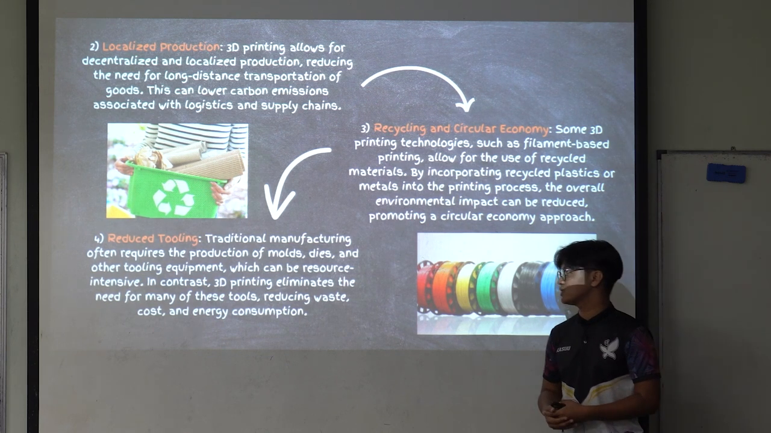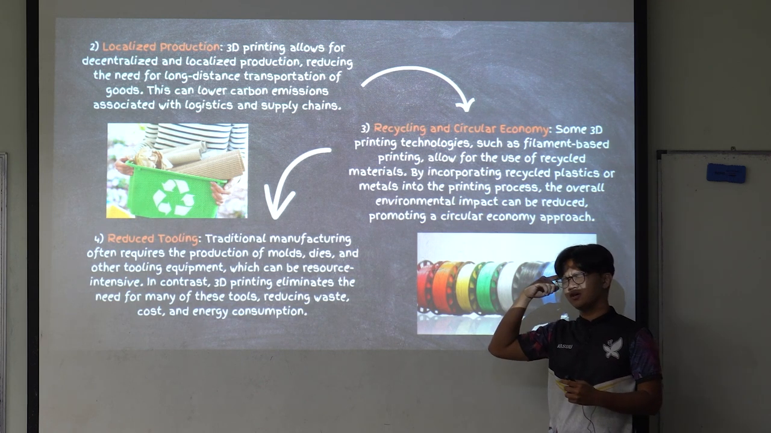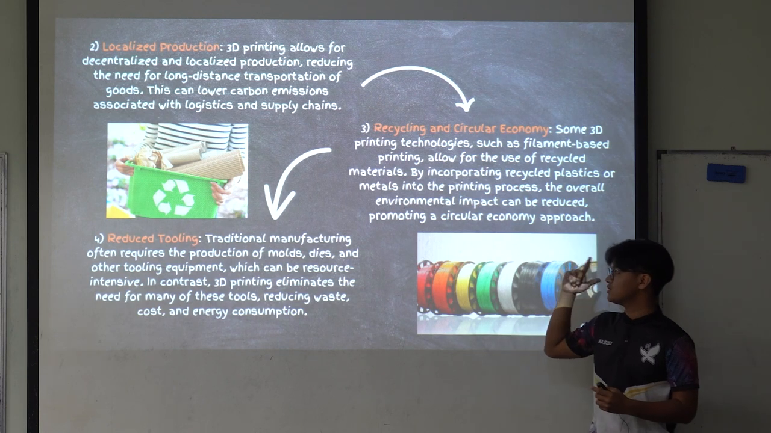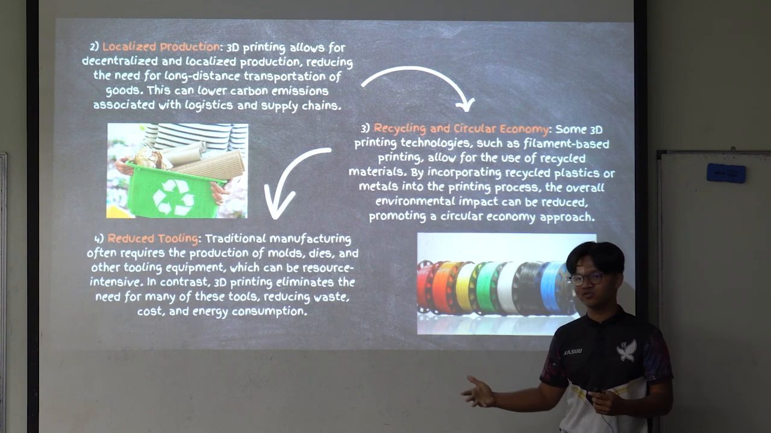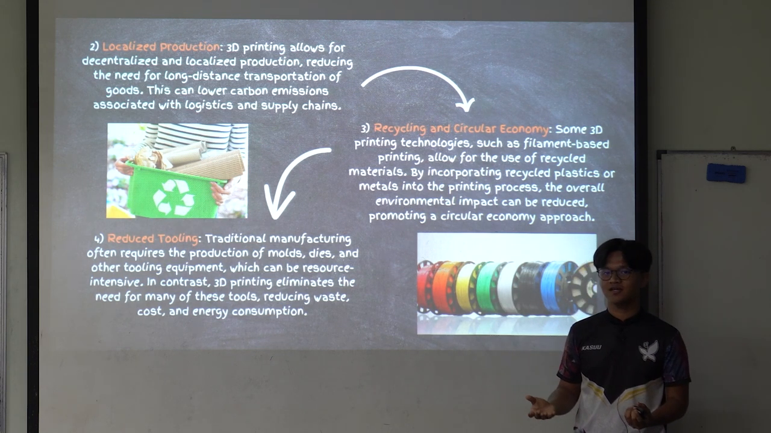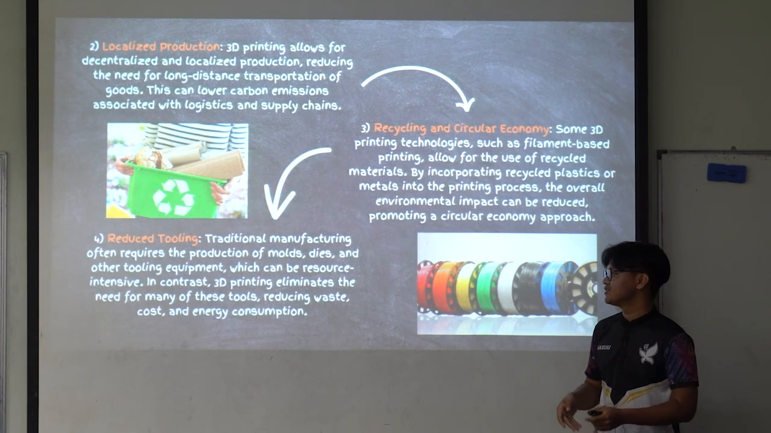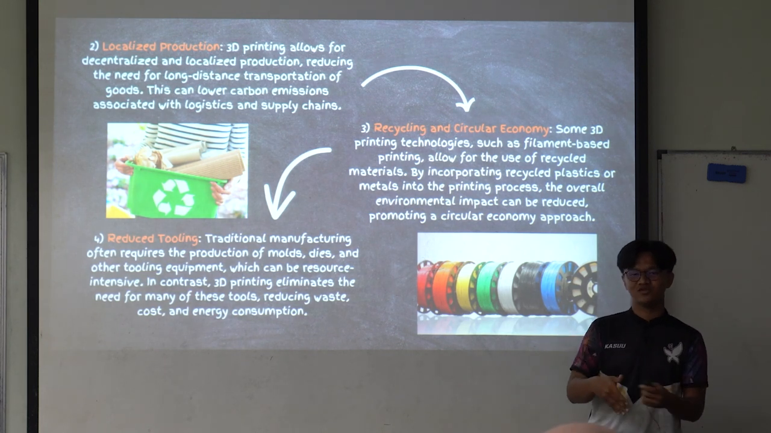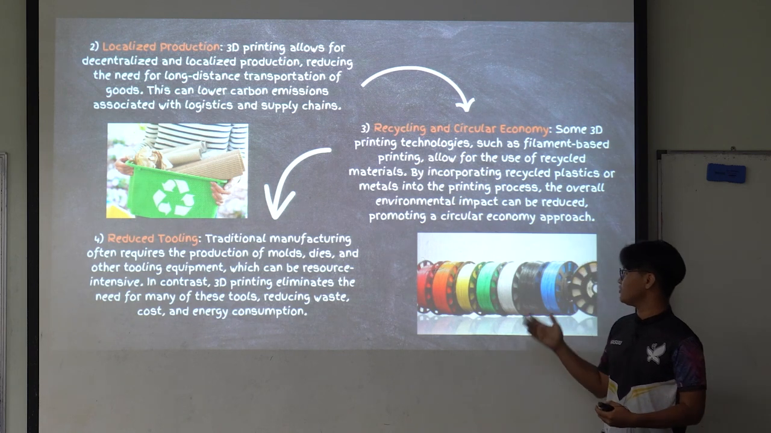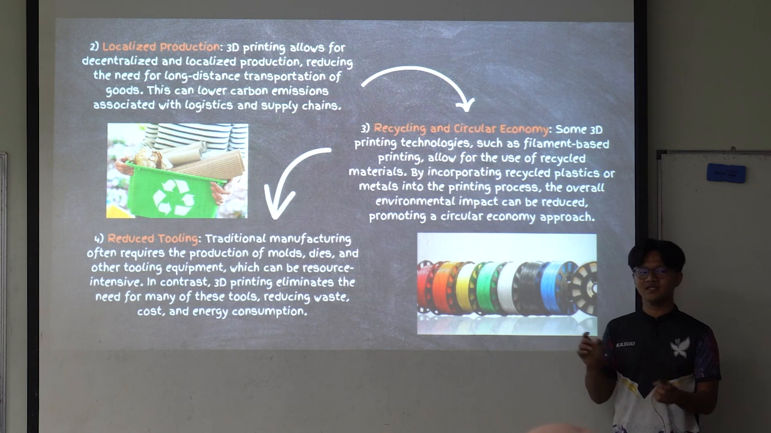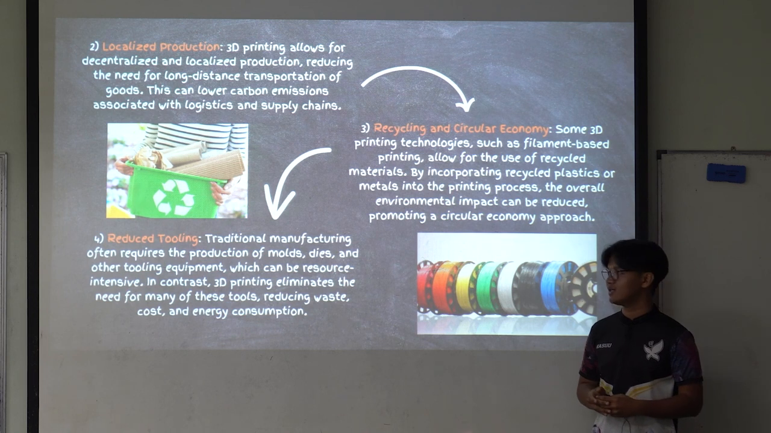The next is reduced tooling. Reduced tooling means, just like I mentioned earlier on material efficiency, we use fewer tools to produce that thing. The same example as the pot kneading. To make that thing, it took a lot of time and a lot of material. So simply with 3D printing, we can just make a model inside the CAD, computer-aided drawing, and then pump.